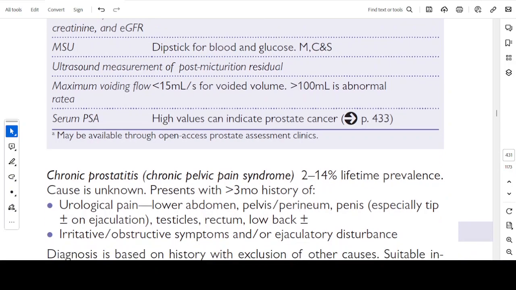Maximum voiding flow rate less than 15 ml for a voided volume of more than 100 ml is abnormal. Serum PSA: high values can indicate prostate cancer. May be available through open access prostate assessment clinics.